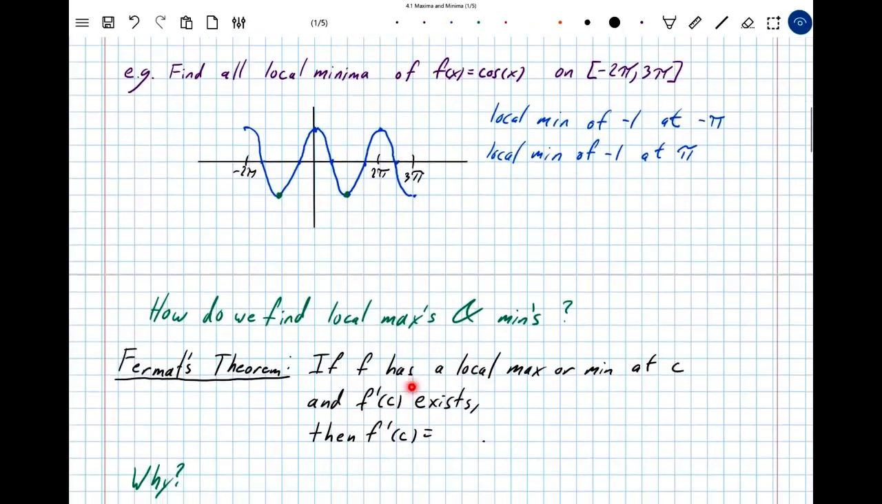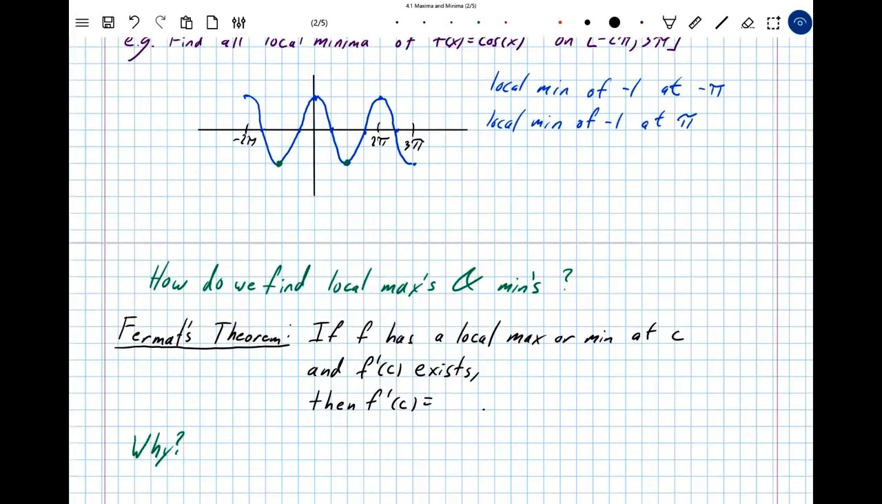Okay, so how do we go about finding them? How do we find local maxes and mins if we don't just graph them and point to them? How could we do this analytically? Well, that's going to involve calculus.